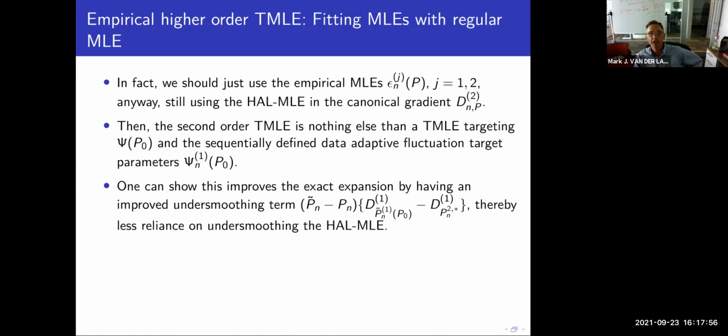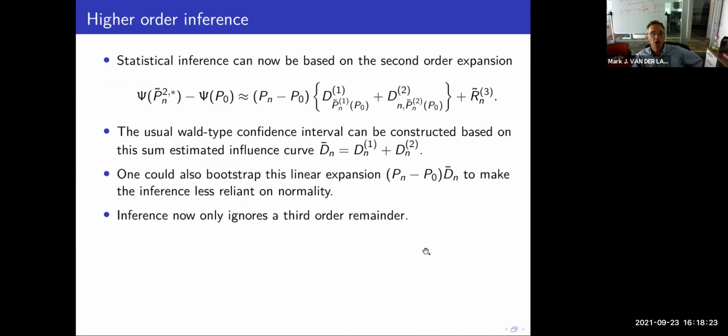So then you don't even have to worry, much less about the undersmoothing Hall. So you get a bias term which hardly requires undersmoothing Hall now. And also it's easier in practice because, I mean, you still need the canonical gradient, the second order, to understand this, but at least from a carrying out perspective, it becomes literally like a regular TMLE with just 2 directions. So that's what we call the empirical higher order TMLE.